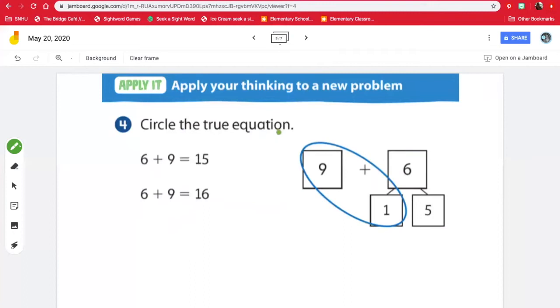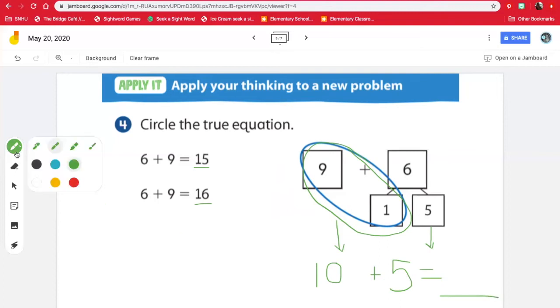Circle the true equation. So we want to find the answer first. So we need to find out if the answer will be 15 or if it will be 16. So here we have a number bond, and we wanted to make a 10. So they know, because the problem started with 9 plus 6, that 9 and 1 make 10. And then we need to bring down the 5. So we need to solve for 10 plus 5. What does 10 plus 5 equal?